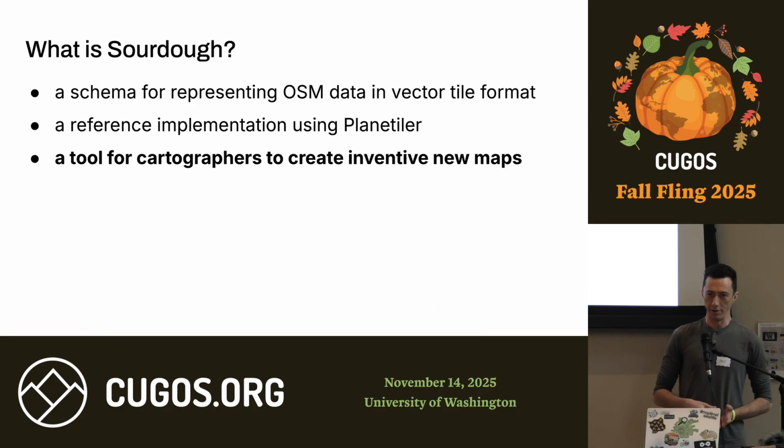Okay, so what's Sourdough, and why did I make it? Sourdough is a schema for representing OSM data in vector tile format. We'll talk a little bit more about vector tiles, but they are one of the main technologies that powers a lot of the interactive zoomable maps that you see on the web and in mobile apps. It's a schema in the sense that it's a description of how to transform OpenStreetMap data into vector tiles.